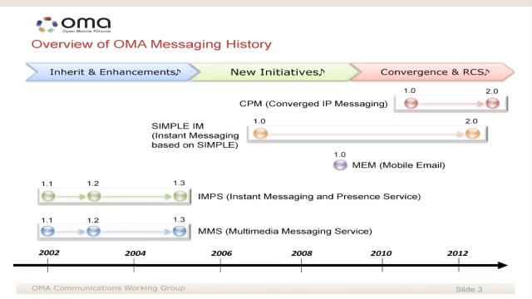One of the most representative is the converged IP messaging. And coming with the convergence came also the maturity of the different enablers coming into the market, and OMA has put a lot of effort now into supporting different go-to-market initiatives. One of the most representative is RCS, Rich Communication Suite. I'll come back to it a bit later.